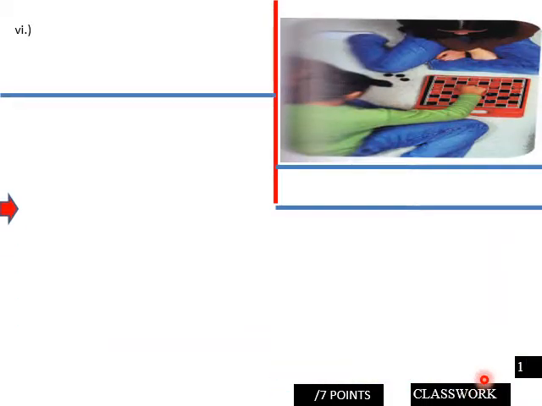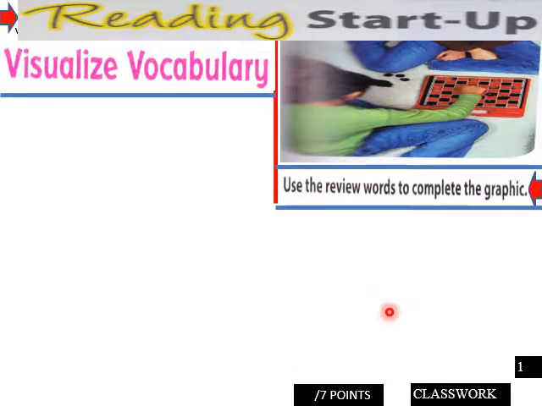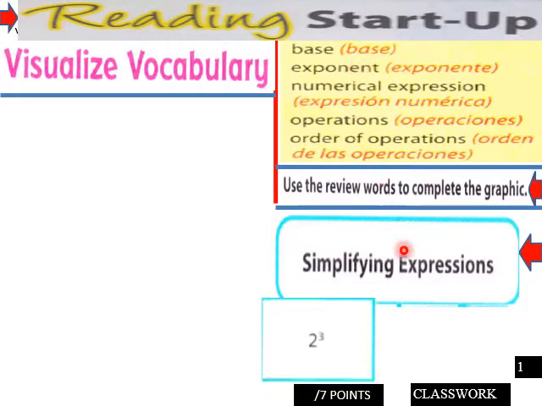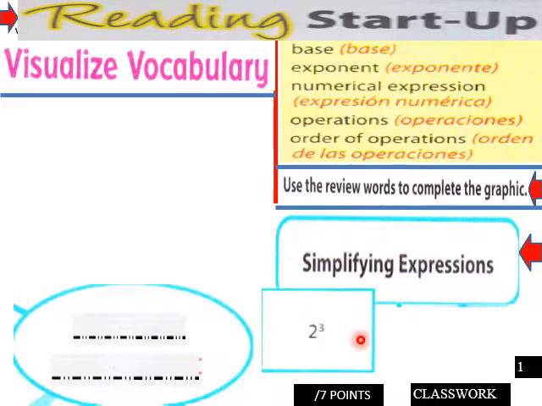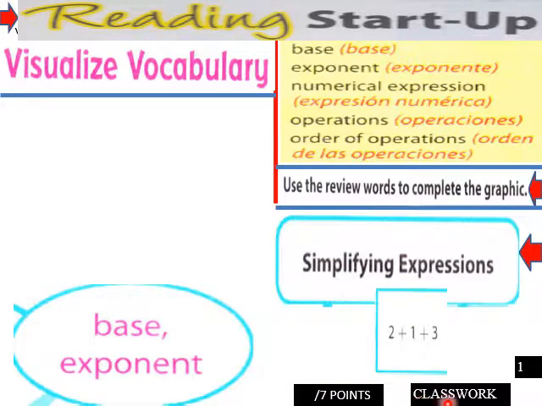Okay, page 1 of our classwork here. We have a reading start up here. Visualizing vocabulary section here. Use the review words to complete the graphic. We've already seen these before. Last lesson. These are review words. Simplifying expressions. 2 to the 3rd power here. So what will we call this? This will be your base. You have a base, and then you have an exponent. So 2 to the 3rd is base and exponent.